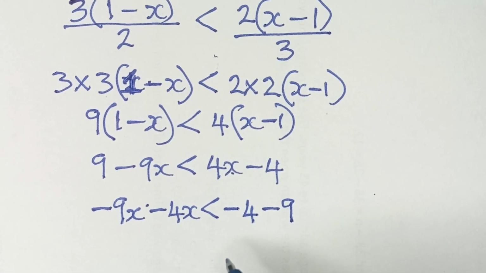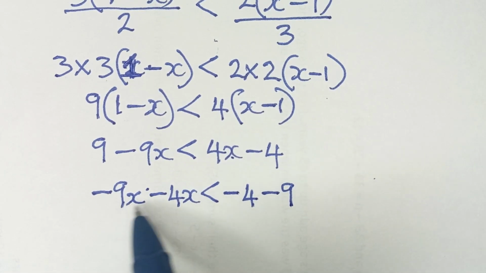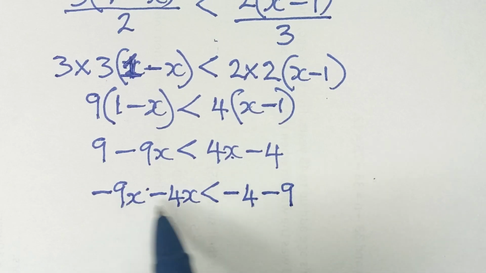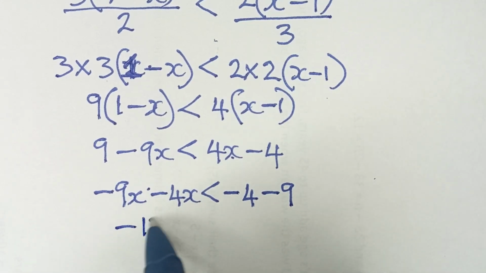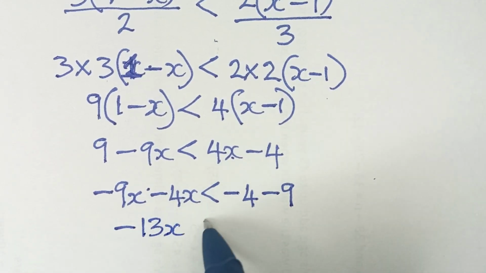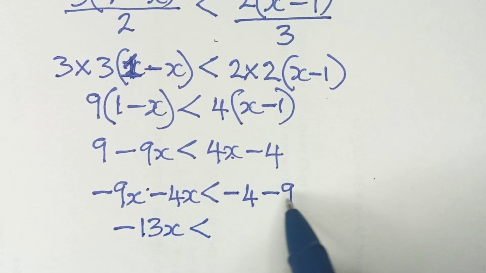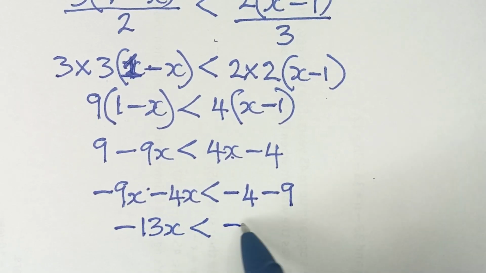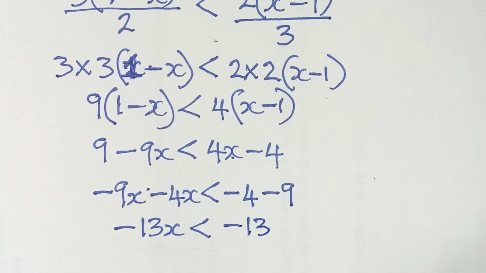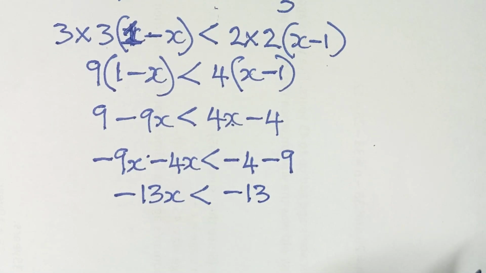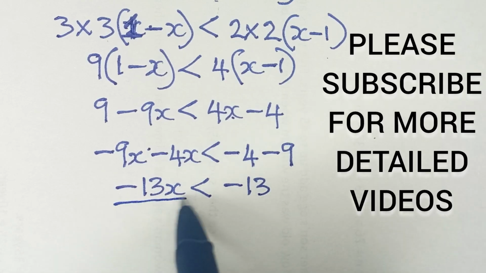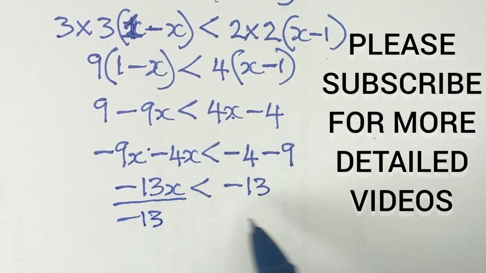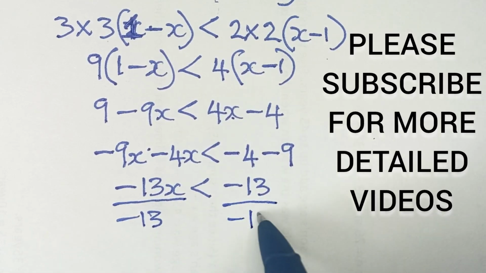So now the next thing to do is to add this together. Negative 9x minus 4x will give us negative 13x, and that is less than negative 4 minus 9, which will give us negative 13 as well. And then we can now divide both sides by negative 13 in order to get the value of x. So divide by negative 13 and then divide by negative 13.